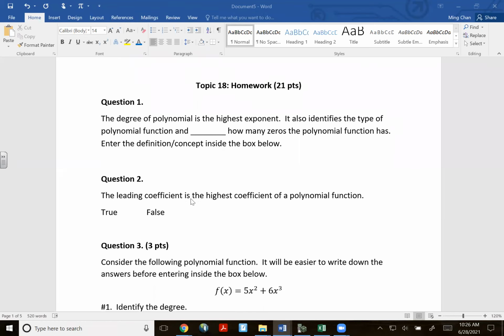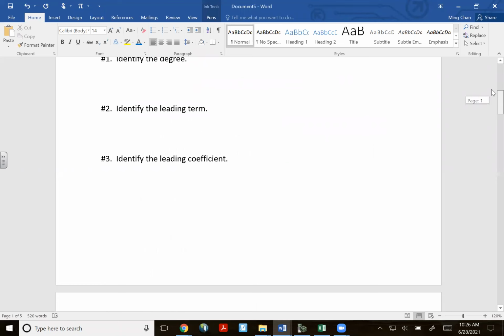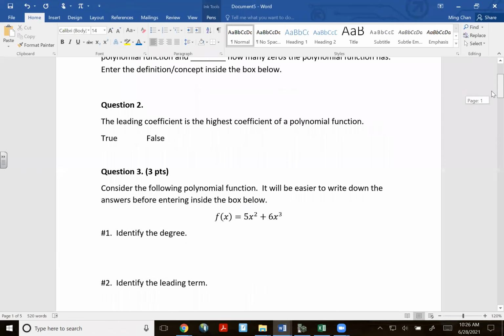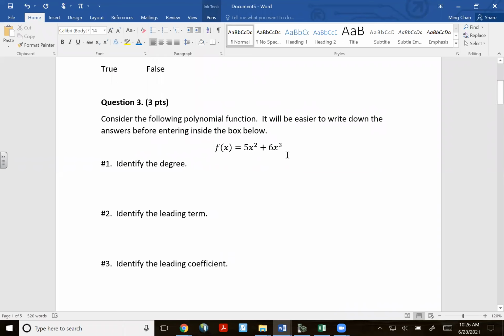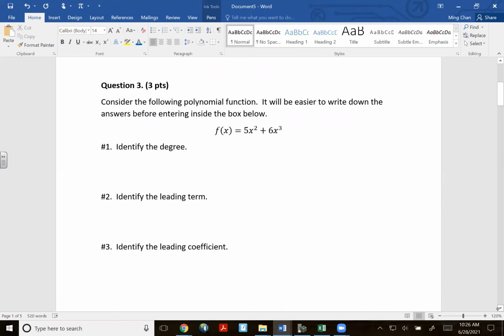All right, the leading coefficient is the highest coefficient of a polynomial function. That will be a false. The leading coefficient is simply the coefficient of the leading term. Okay. All right. Question number 3. Tell me what the degree is. Tell me which one is the leading term, and then enter the leading coefficient. All right. So all you gotta do is just enter these inside the box on the homework.